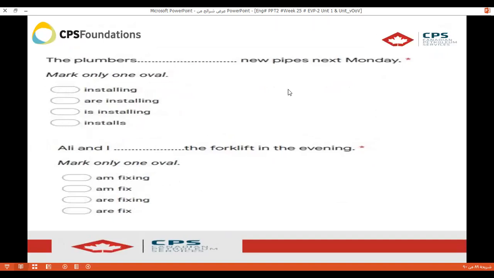The plumbers are installing new pipe fitters next Monday. So you have to use present continuous. Plumbers has S, so you have to use are, not is. Ali and I, again, this is plural, not singular. Ali and I, we have to use are fixing.